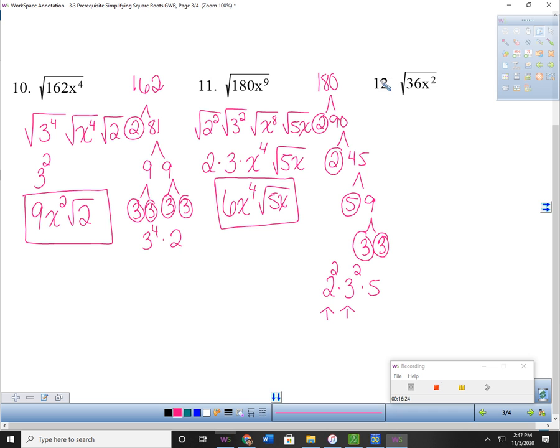And then number 12, 36 is a perfect square, right? And what about x squared? Okay, so we square root them both, and that gives us 6x.